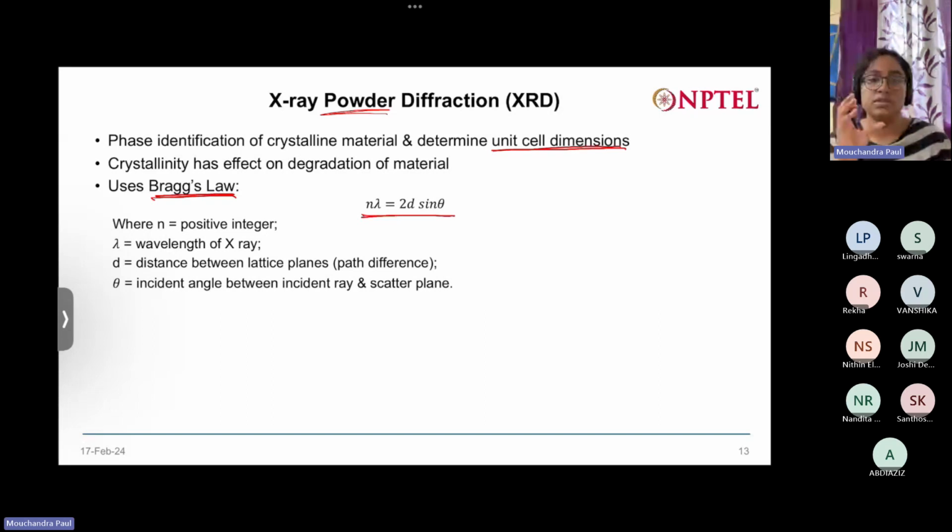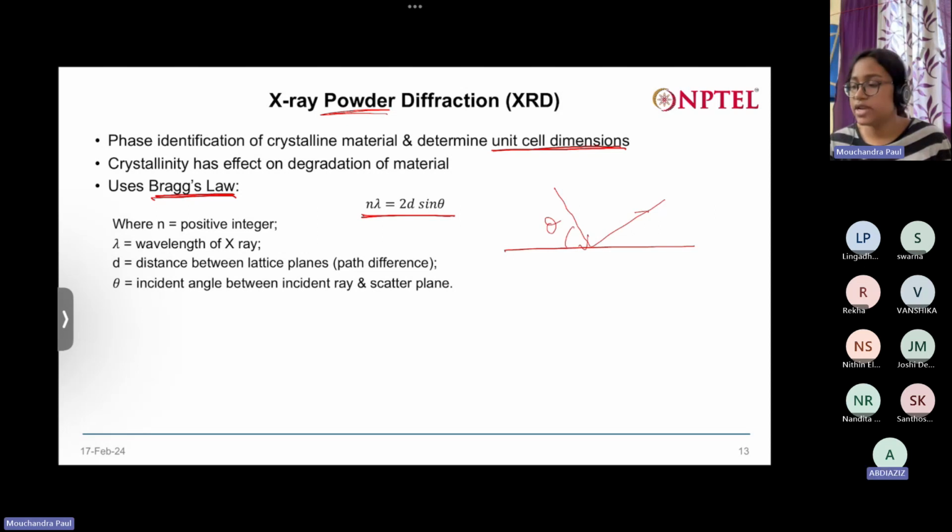So there's a sample which has some unit cells and is forming a lattice. The distance between two lattice planes, like 3D planes, is d. And theta is the angle between the incident ray and the plane. The plane here is the sample. So on the sample, some light, that is X-ray, is incident. This will be your theta, and it will then reflect.